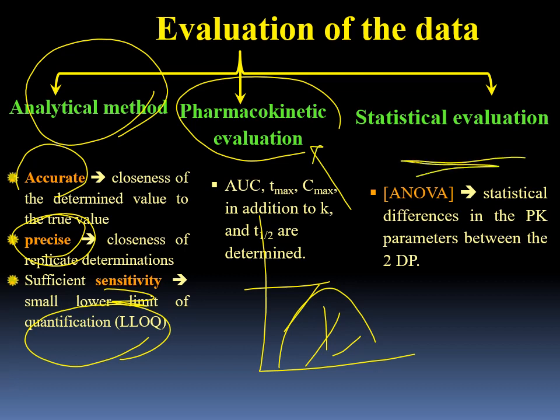If you are comparing Cmax of the test to Cmax of the reference and they are similar or different, how to decide that? You should decide based on statistical analysis. For example, if Cmax for the test is 8.5 and Cmax of the reference is 7.9, is it similar or different? If this difference is a significant difference or not a significant difference, you cannot decide by yourself. You have to depend on a statistical test, and mostly we are using one-way ANOVA, analysis of variance test.